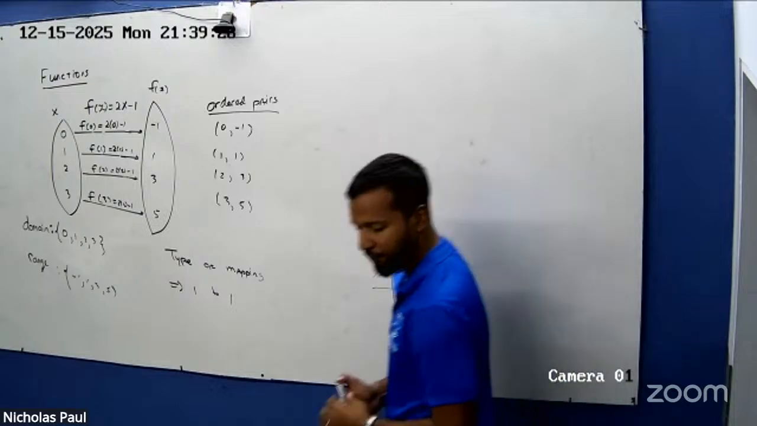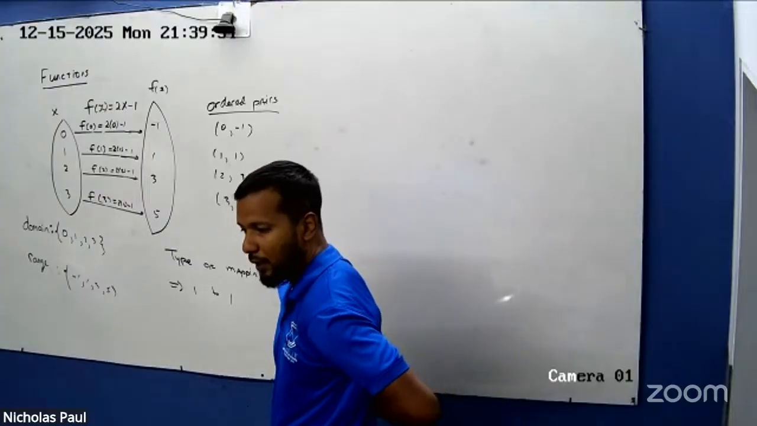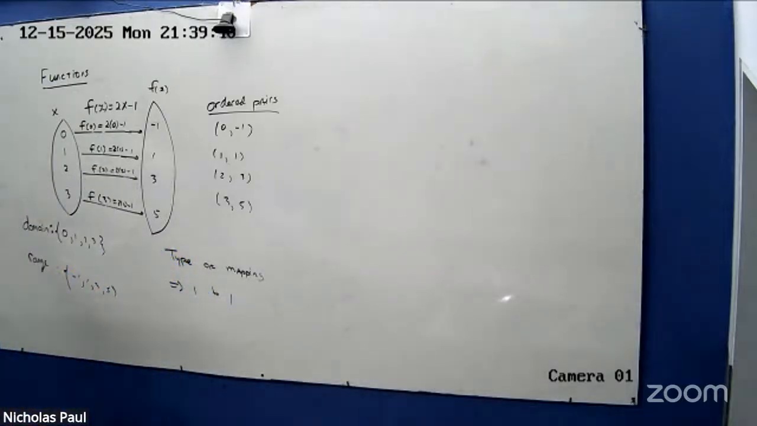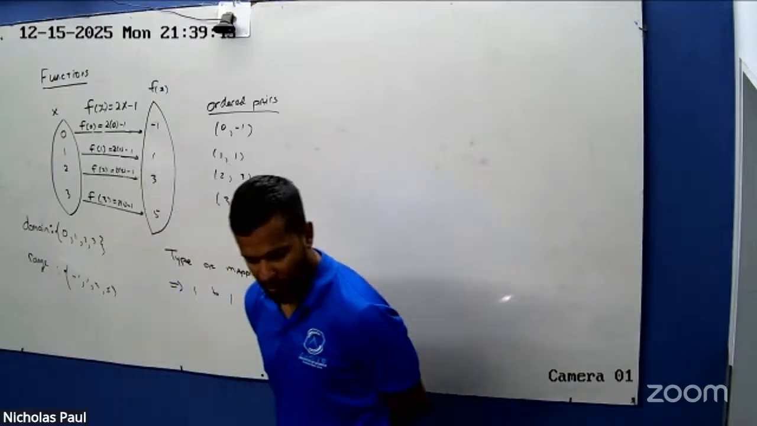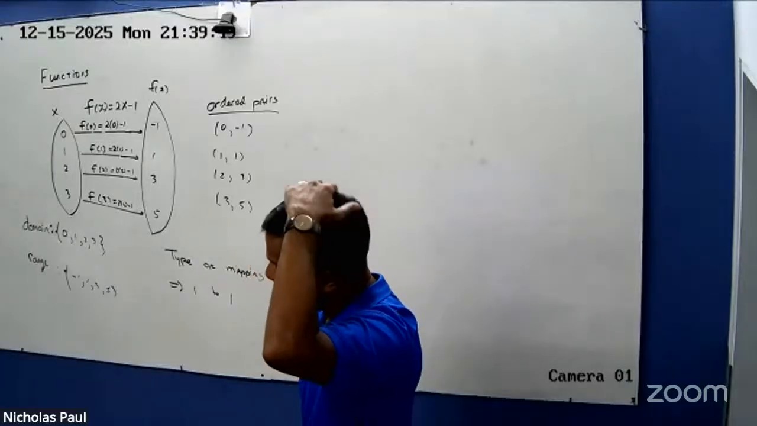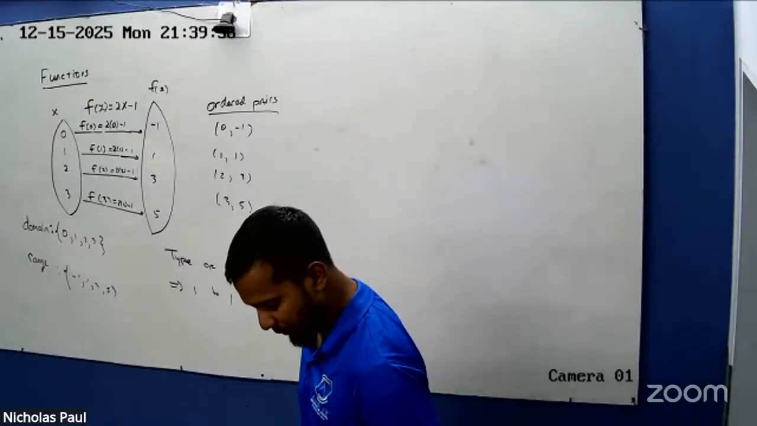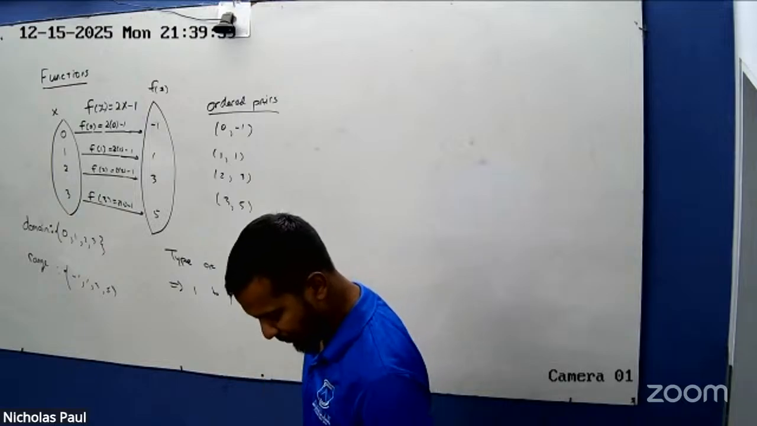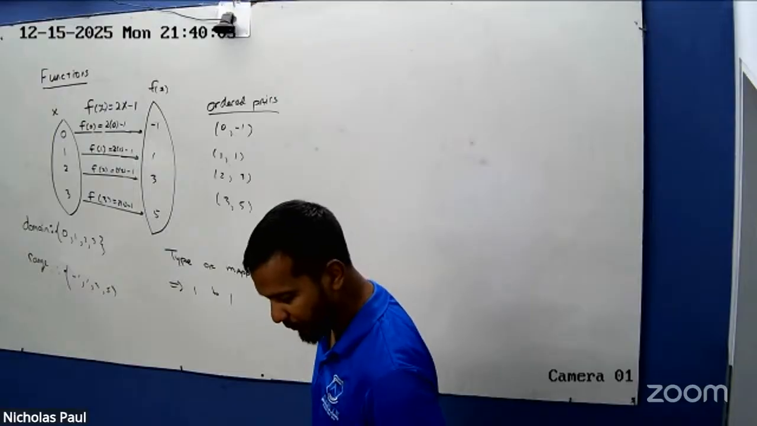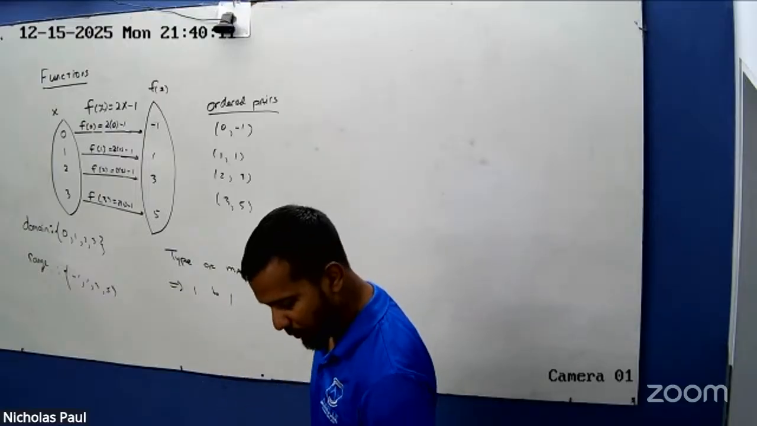A function gives a link or a relationship between two sets of values. Put in bracket x and y.